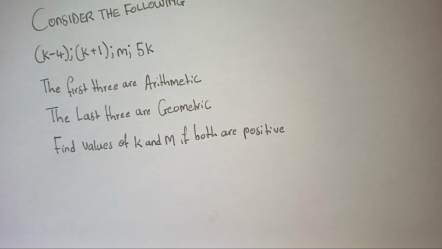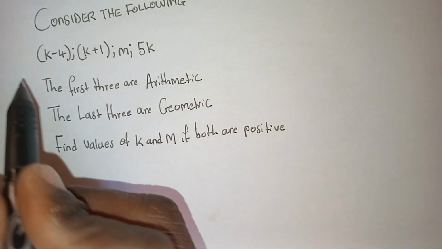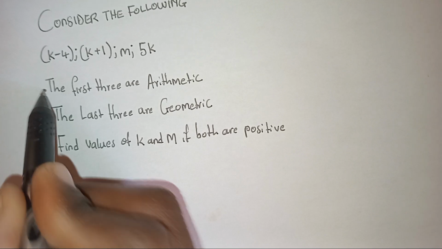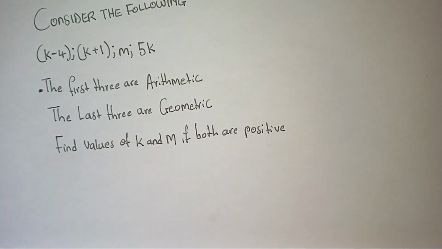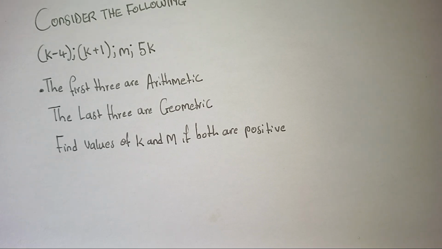The first bullet point says that the first three terms are an arithmetic sequence. What we know about an arithmetic sequence is that the common difference is the same between any two consecutive terms. So if I take term 2 and subtract term 1, I will get a value, and that value should be constant. It should be the same as the value I get when I take term 3 and subtract term 2, and when I take term 4 and subtract term 3.